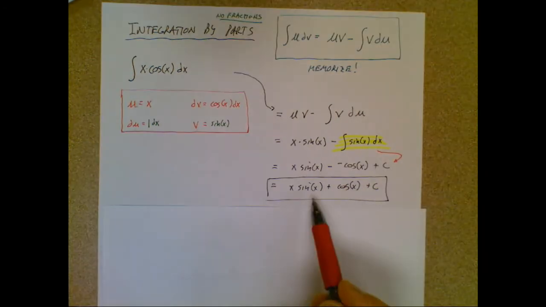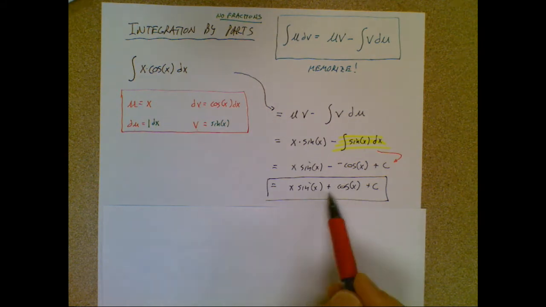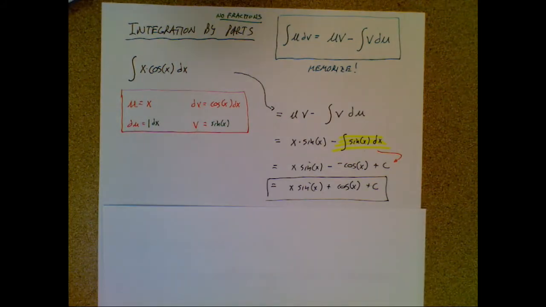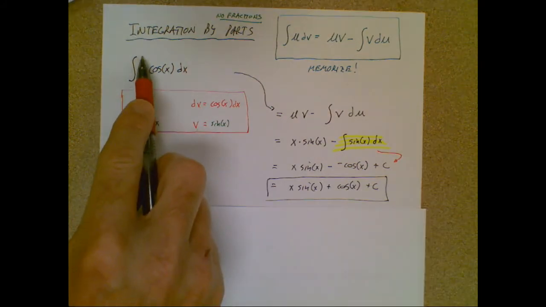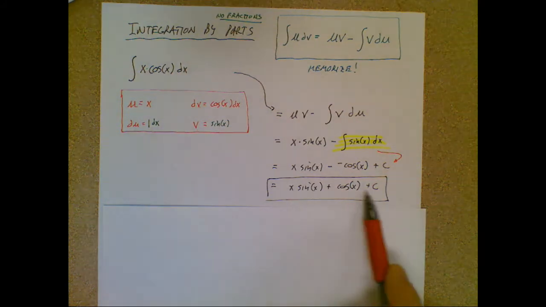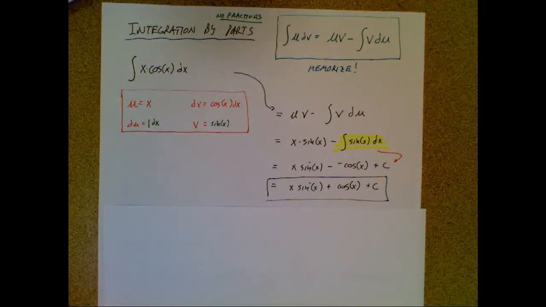This is my final answer. So what that's saying is this is the antiderivative of that. Since there were no limits of integration, I don't end with a number answer, I end with an antiderivative answer. If there's limits of integration, we'll talk about that in a little bit.